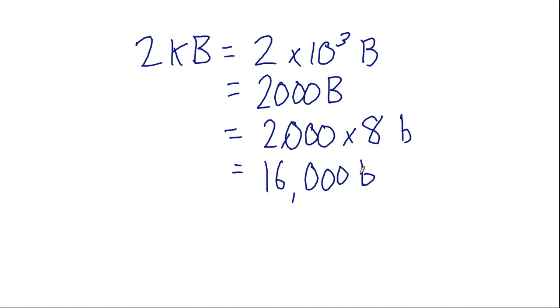But of course, if we use the other notation for the prefix K, where K was 2 to the power of 10, it would be slightly different, and you can check the answer. It would be equal to 16,384 bits.